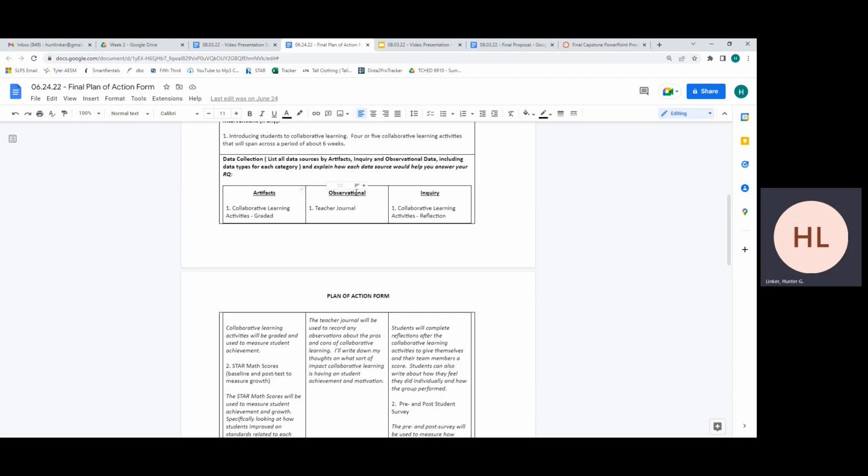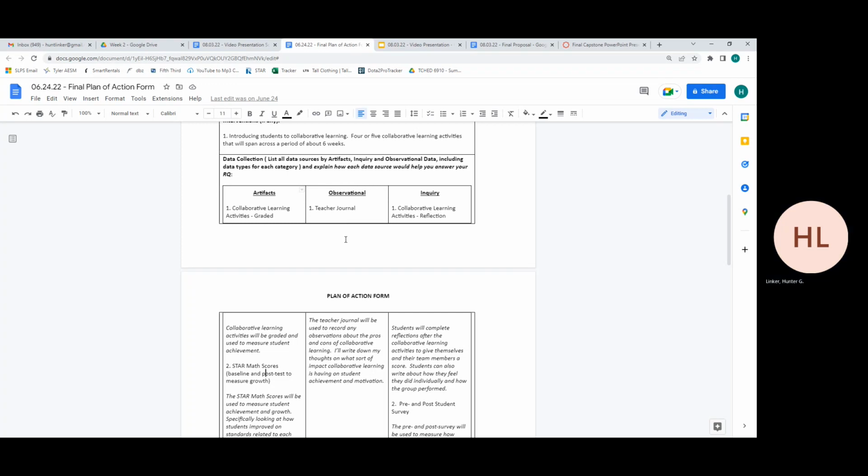Now, for observational data, I kept a teacher journal. I mainly used this during the collaborative learning activities. I would walk around while students were working on the assignment, and I would take notes. I was looking for things such as how engaged students were, how well they seemed to be communicating and working together, and to see if all students were participating.